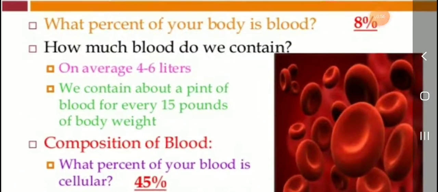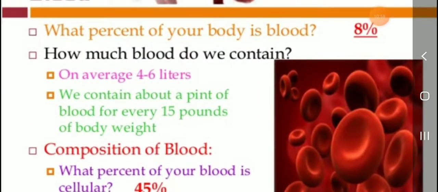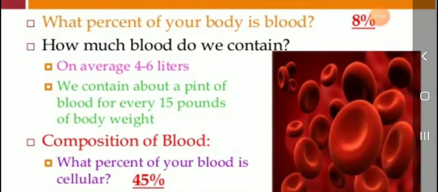Next, listen, students, listen carefully. What percent of your body is blood? How much blood do we contain? On average, 4 to 6 liters of blood. Okay. We contain about a pint of blood for every 15 pounds of body weight.